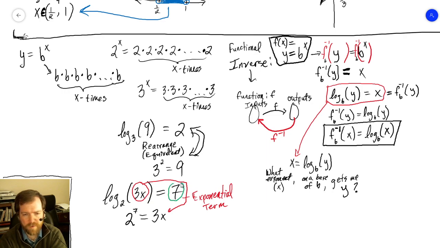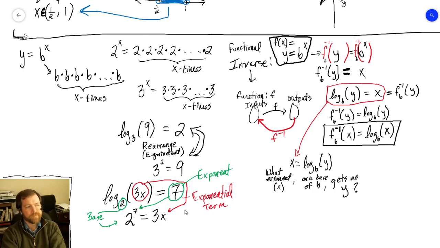Your 7 is your exponent on to your base. I guess I don't need that one. I can actually draw this over. So the exponent of 7 on a base of 2 gets me the thing that's on the inside of the parentheses for the logs, so 3x.